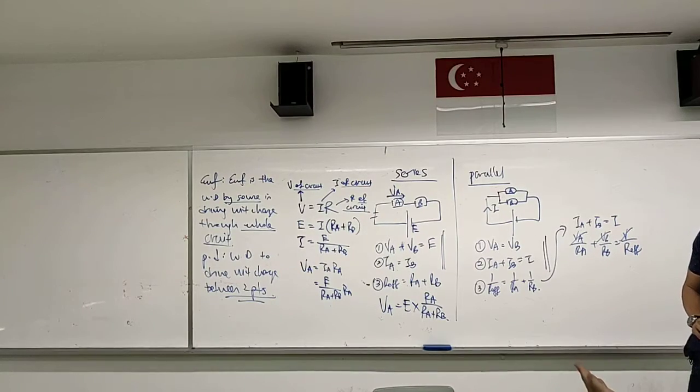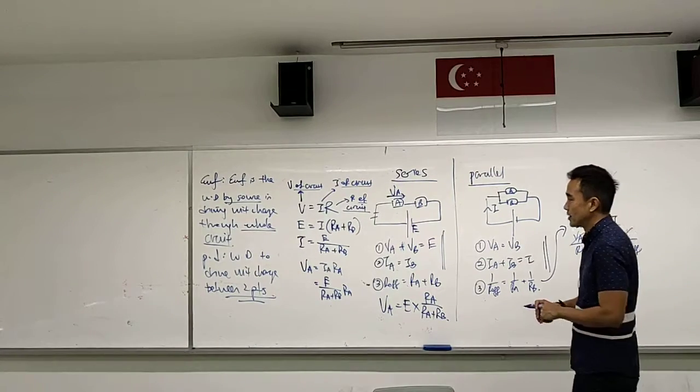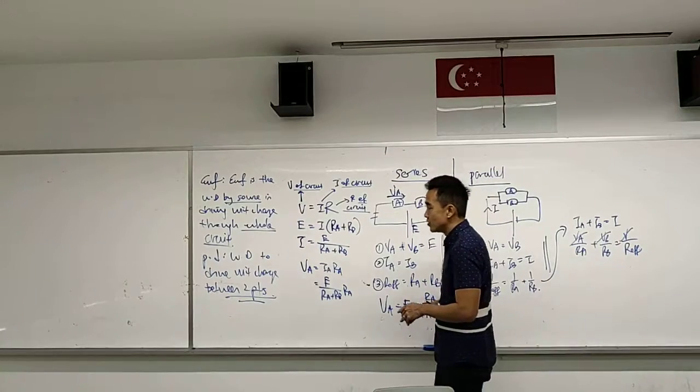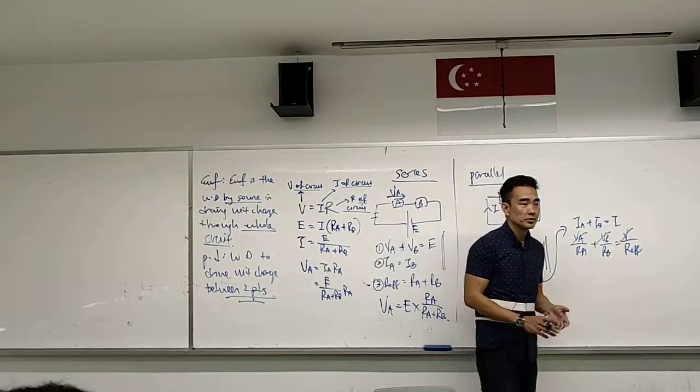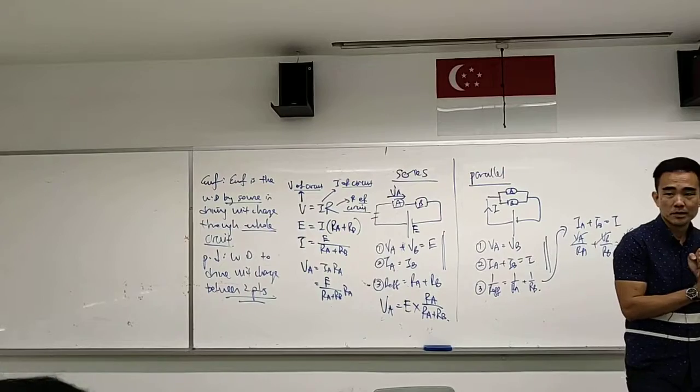The EMF is the work done by the source in driving unit charge through the whole circuit, whereas PD is the work done to drive unit charge between 2 points. So it's a subset. PD is a subset.